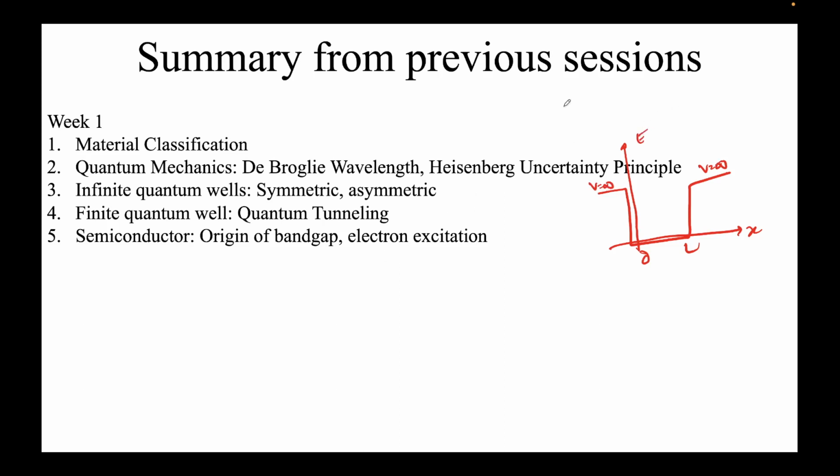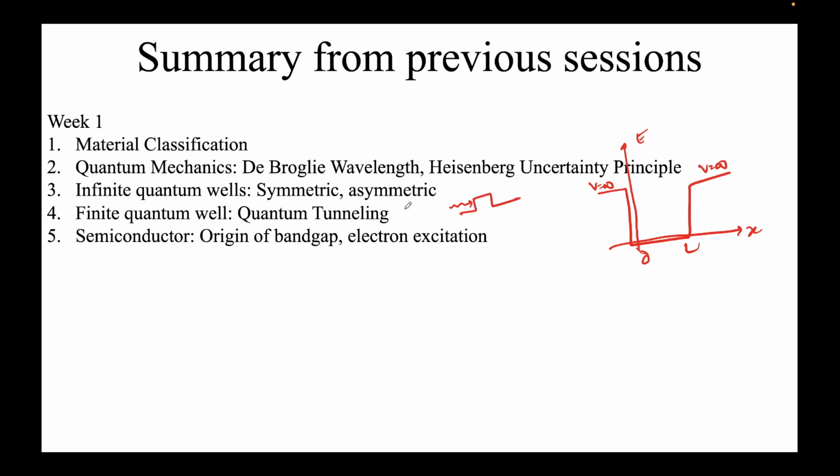And then we also saw that in case we have a finite potential, something like this that is not infinity, a particle is coming, classically it cannot go to the other side of the barrier if its energy is lower than the barrier, but quantum mechanically it can, and we saw the tunneling probability for this.